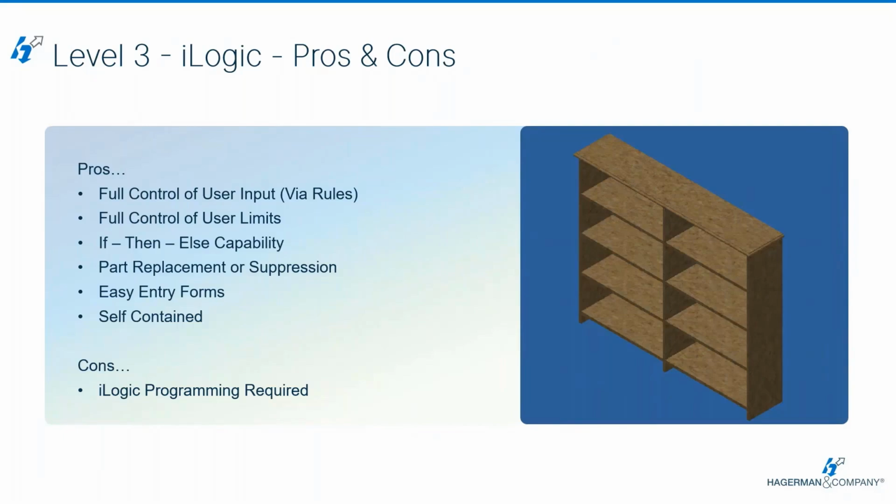We have if, then, else capabilities. If the bookshelf gets wider, you have to have a center support. No ifs, ands, or buts about it. The user's pretty much got to accept it the way it is. You can do part placement and suppression, which you can't do with spreadsheets and other alternatives.